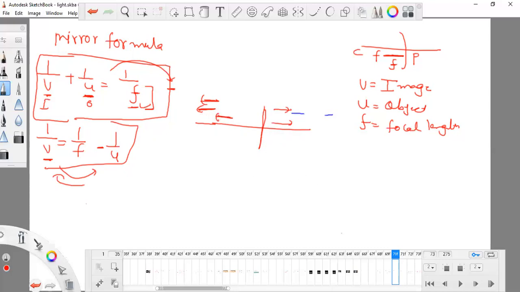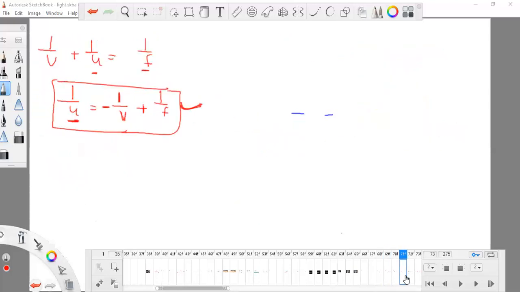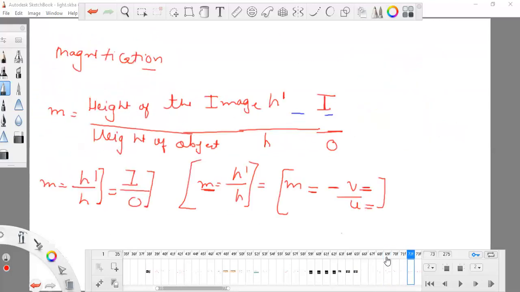What is the formula of magnification? The formula of magnification tells me that if the object is at this much height, how much height the image will be. Will it be of more height or less height? These things will be told by this formula, so you need to learn it. If you have any doubt, please ask me, or I'm going to tell you about some numericals. We are going to do some numericals.